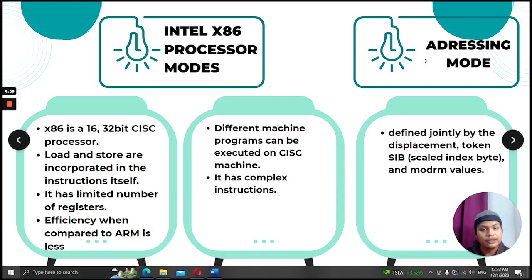For the ARM addressing mode, there are three modes. First is immediate, second is direct, and lastly is indirect. For the first mode, immediate, the operand is included in the instruction. For the direct mode, the effective address of the operand in memory is part of the instruction. Lastly, for indirect, the instruction contains a memory address which contains the effective address of the operand in the memory.